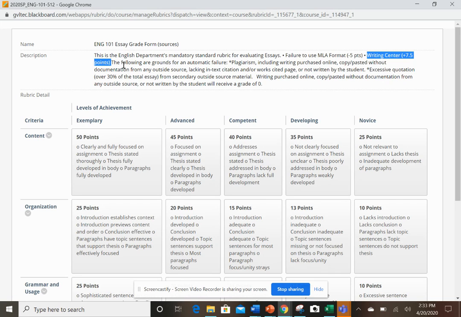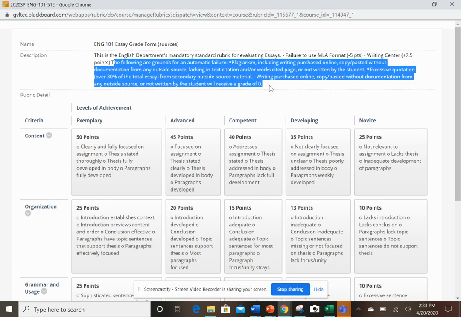Okay, so this is kind of the scary part, but you need to be aware of it. The following are grounds for an automatic failure of this essay. Yes, I know. Plagiarism. We went over that in the collaborate session. If you need to go back over it again, you go back over it again.